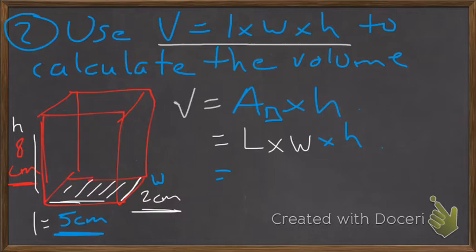So, Mr. Terry, what's my length? Your length is 5 centimeters. My width? 2 centimeters. And times 8. 8 centimeters. Now if we do that in our heads, 5 times 2 gives us 10, times 8 gives us 80. 80 what though?